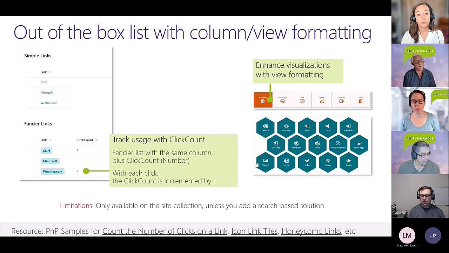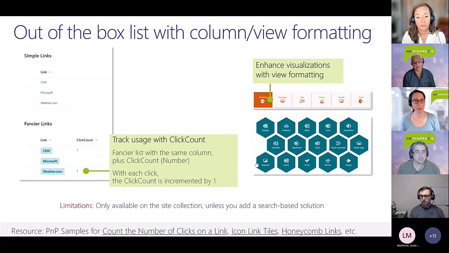We can even have a little bit of intelligence in that JSON formatting that updates the click count column. So every time I click on CNN, that click count is incremented. But again, you're only knowing that people are clicking on CNN in that one particular site, in that one particular instance. Still a little bit better than what you get with the out of the box, and it can give you a little bit more information about what people are actually using.